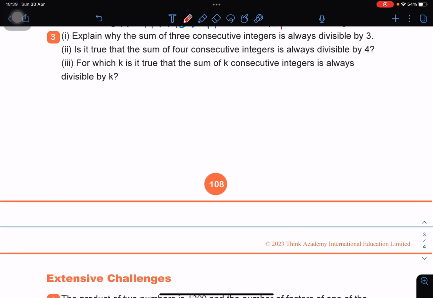Now let's take a look at question 3. The first sub-question: explain why the sum of 3 consecutive integers is always divisible by 3.